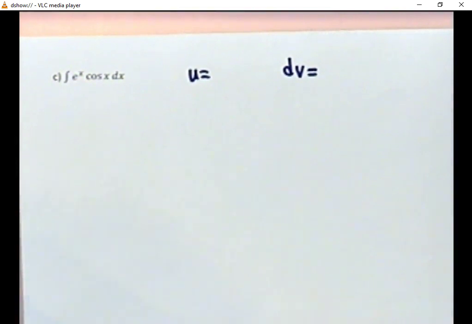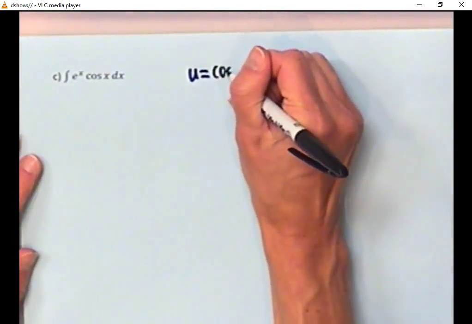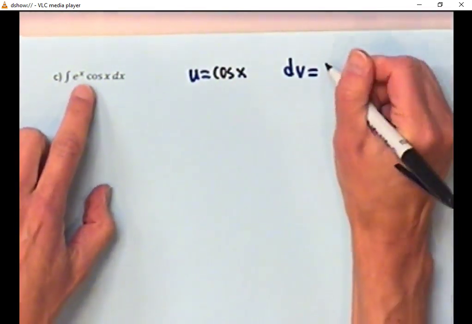So u and dv, I don't know how you want to choose this one. There's e to the x and cosine. The nice thing is we know how to integrate and differentiate both of those, right? They're not that hard. Let's just pick one. What do we want to be u? Cosine? Okay. So let's do cosine x here, and then dv e to the x.